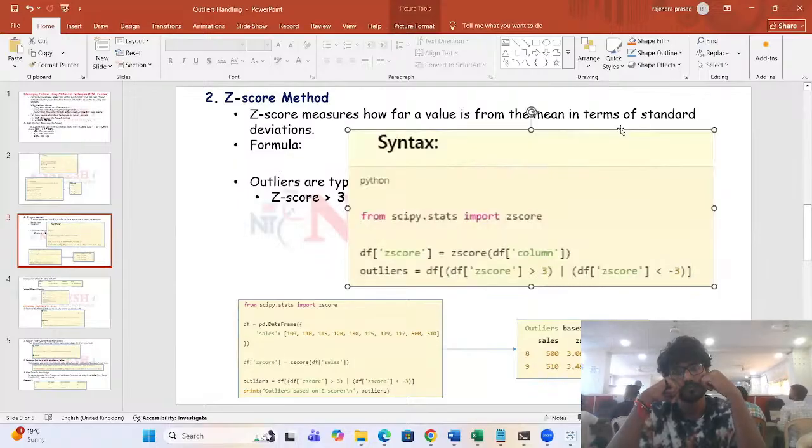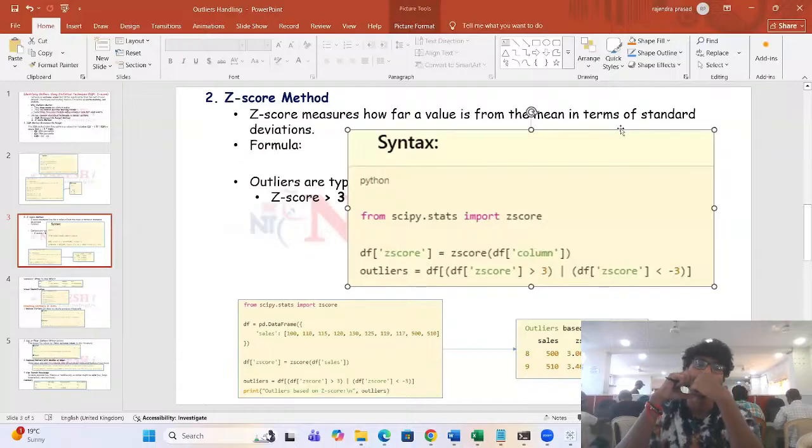There is a library called SciPy. SciPy stands for Scientific Python. In that you have all the scientific calculation related modules. In the package, there is a module called stats. Do you know what a module and a package are? From the module, we are importing the function called zscore. Whenever you apply zscore on a column, you directly receive the values.